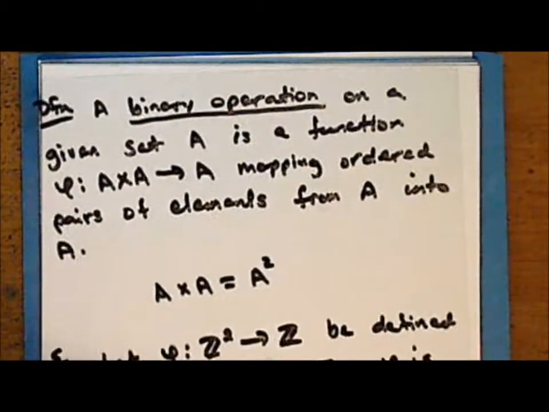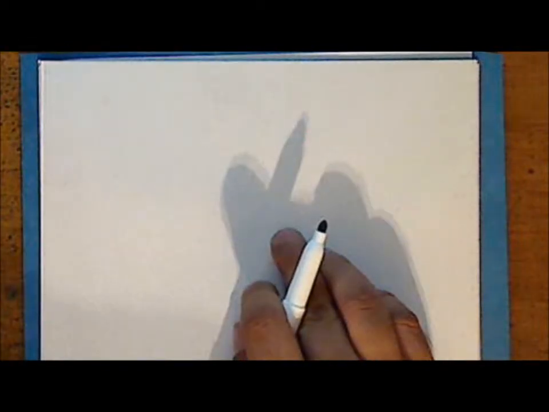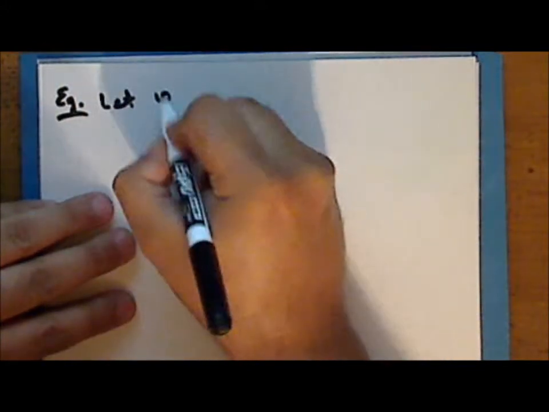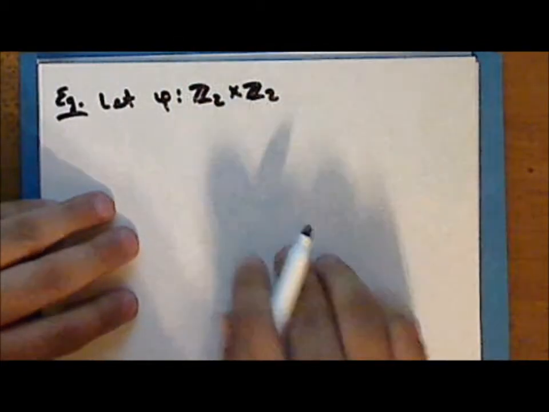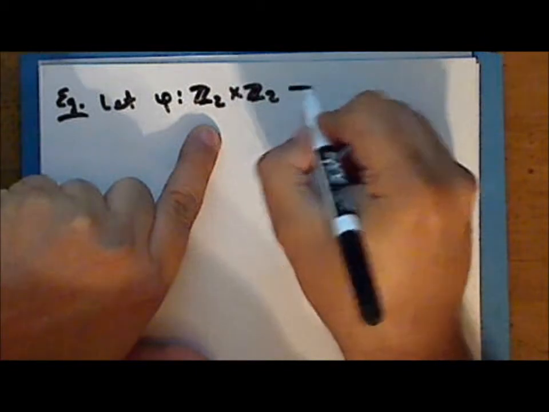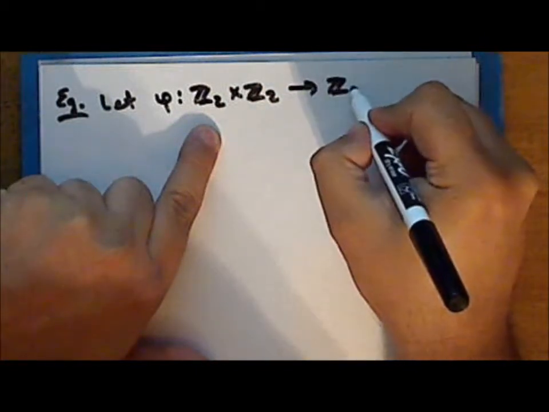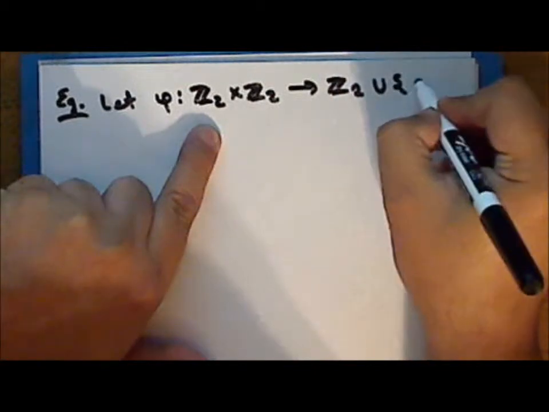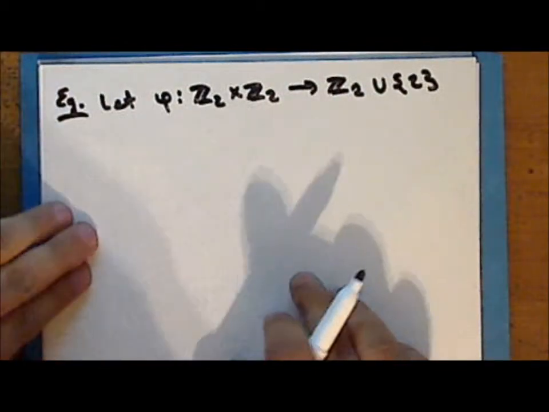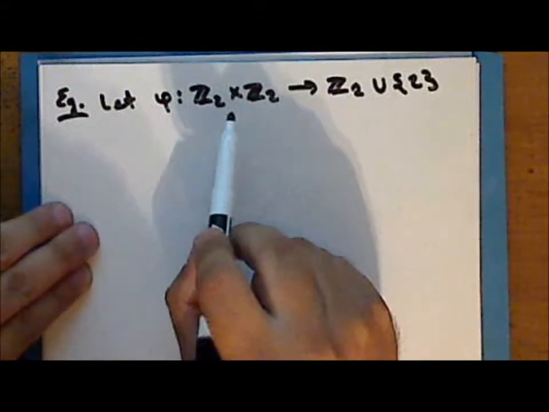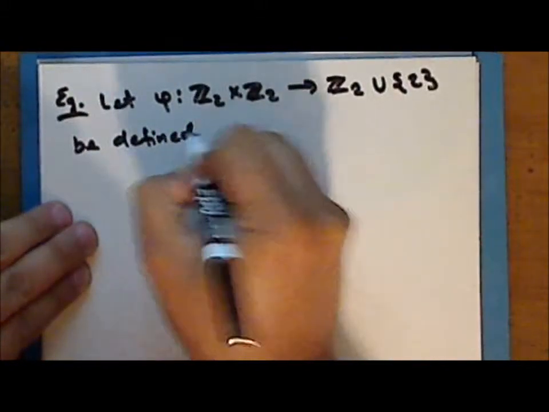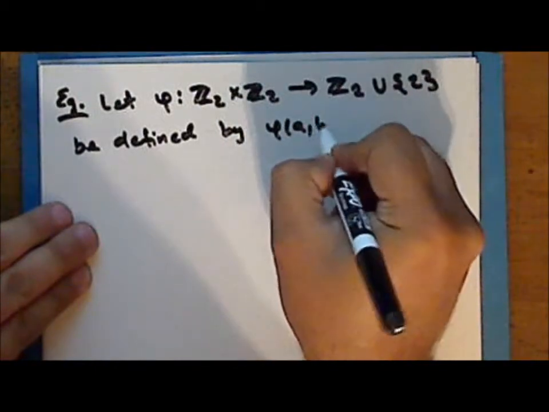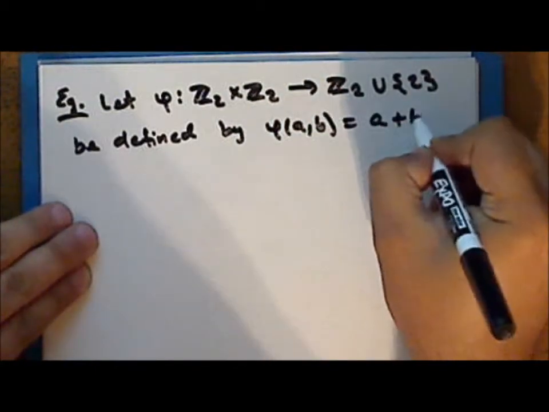So next we will look at an operation that is not a binary operation. Let phi be the map from the Cartesian product of the set of integers modulo 2 with itself into the set which is the union of the set of integers modulo 2 with the singleton set containing the number 2. And let this function be defined by phi of the ordered pair (a, b) is the sum a plus b.